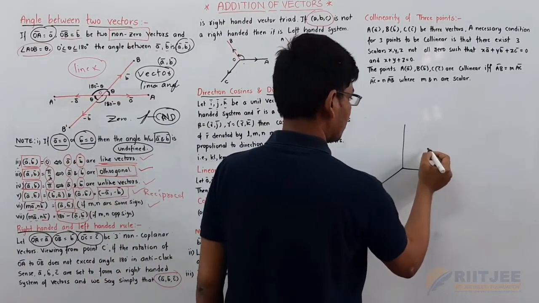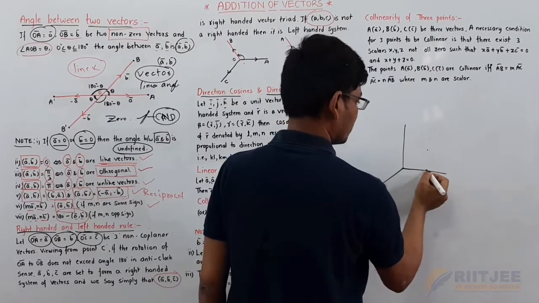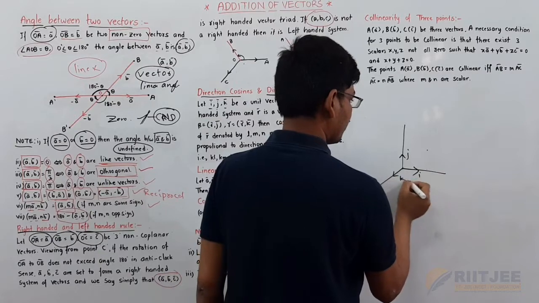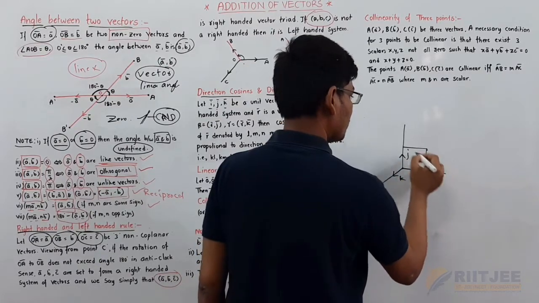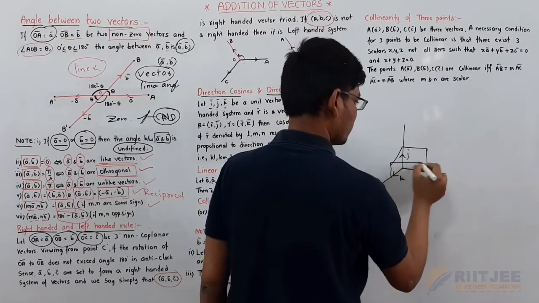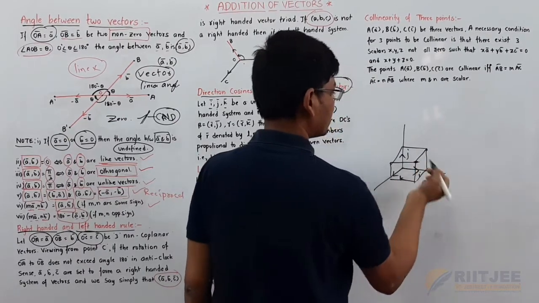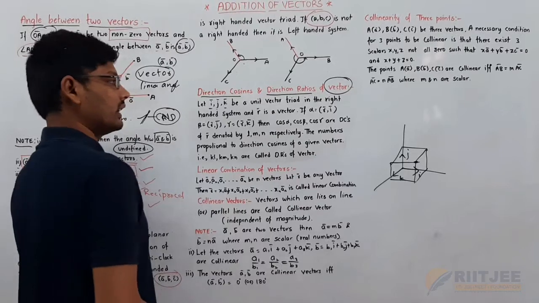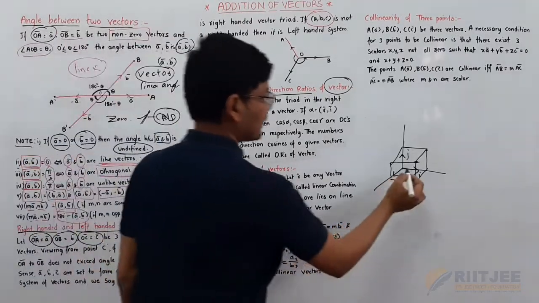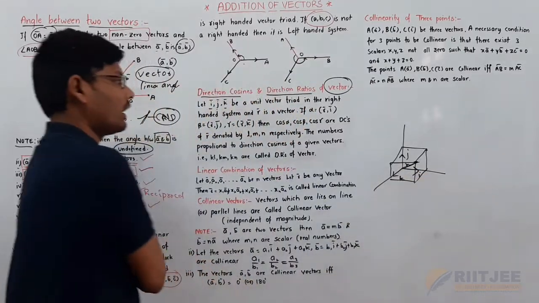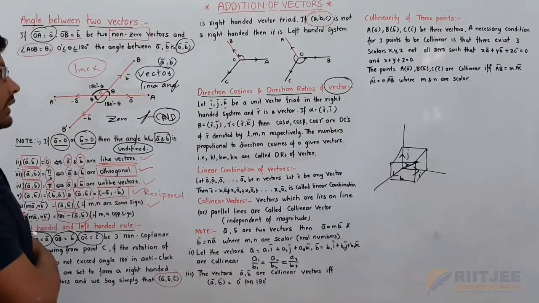This is i, this is j and this is k. This is the point here, you can take it like this. The distance from the origin to this point is r bar. The r bar is a vector here.